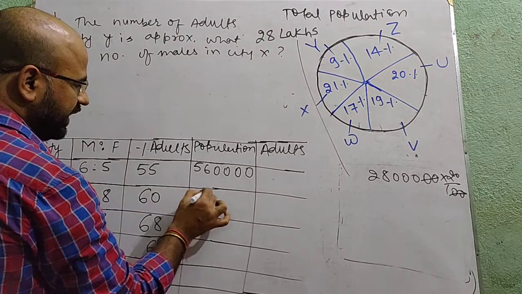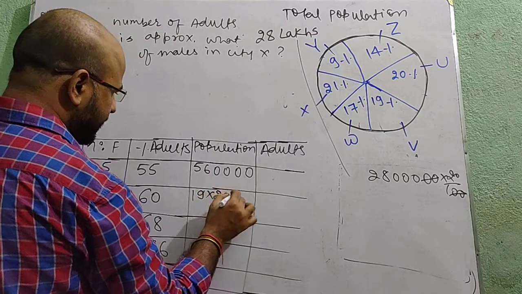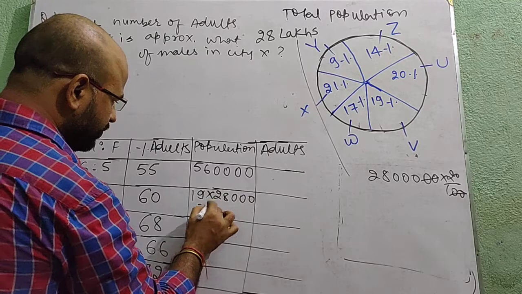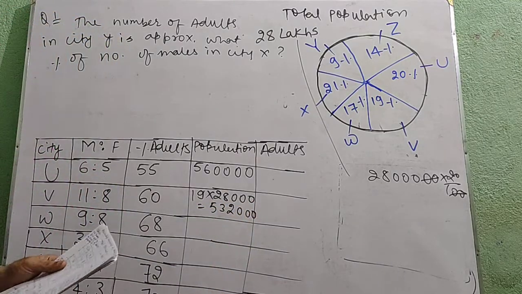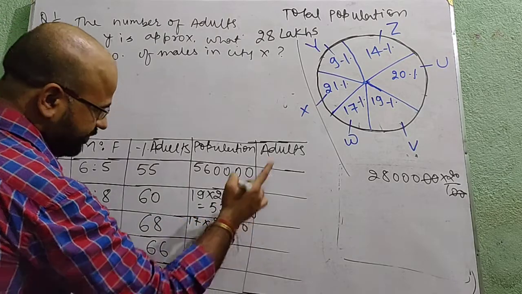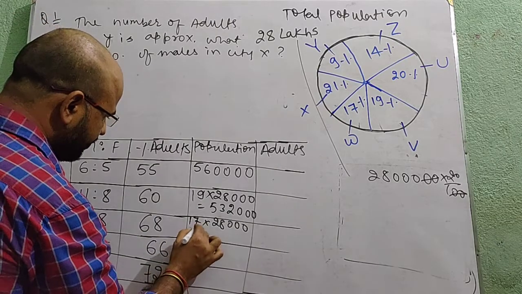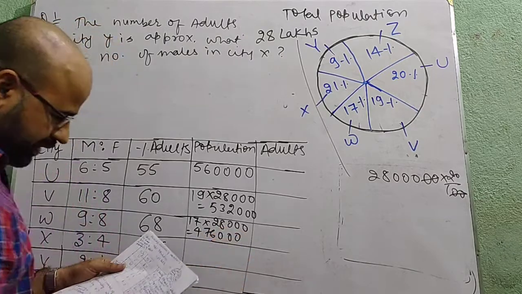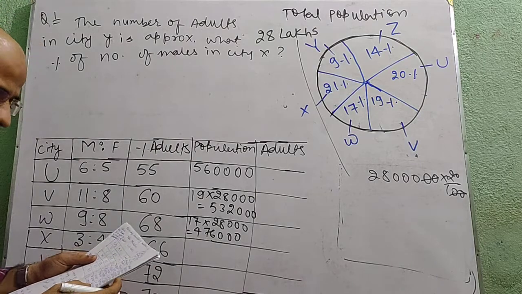Likewise, 19%, that is 19 by 100. 20 cancels out, that is 28,000. We will multiply and this is 532,000. Likewise, 17 into 28,000, because 20 cancels out, then it is 476,000. I think all of you are getting this lecture.